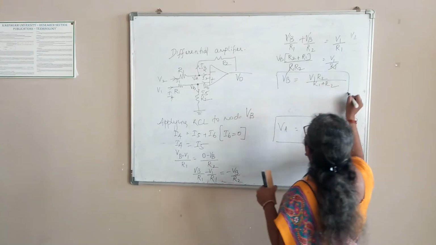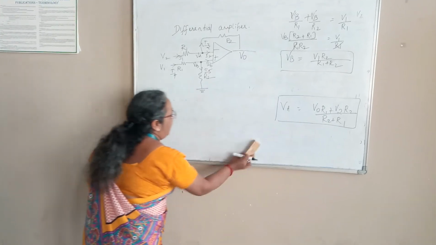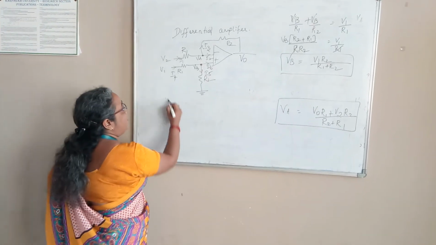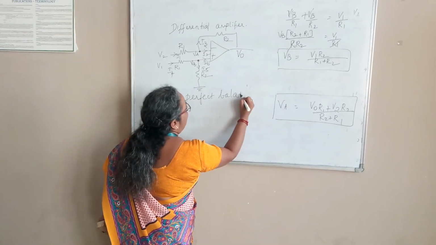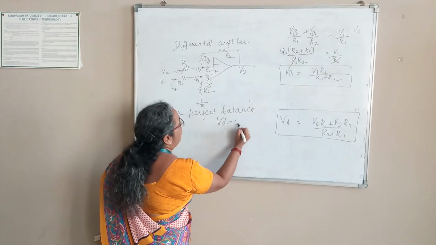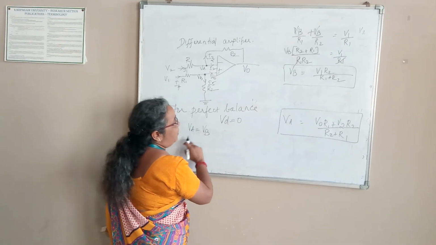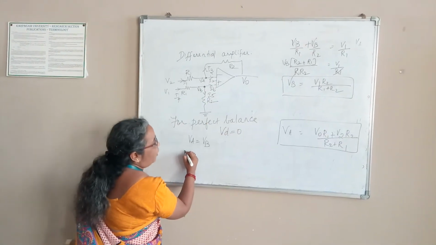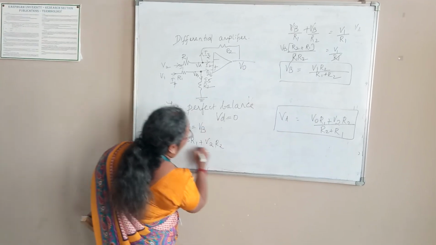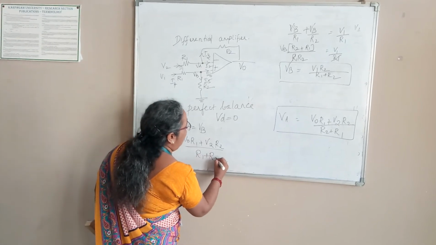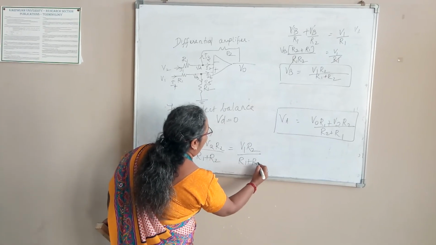So I have the expression for VB here and the expression for VA here. When I apply the second condition, my circuit should provide perfect balance. When I say the circuit is giving perfect balance, it means the differential voltage VD must be equal to 0. When VD is 0, these two voltages must be equal. So VA must be equal to VB. So you have VA, you have VB. Equate both. So (V0 into R1 plus V2 into R2) divided by (R1 plus R2) is equal to V1 into R2 divided by (R1 plus R2).